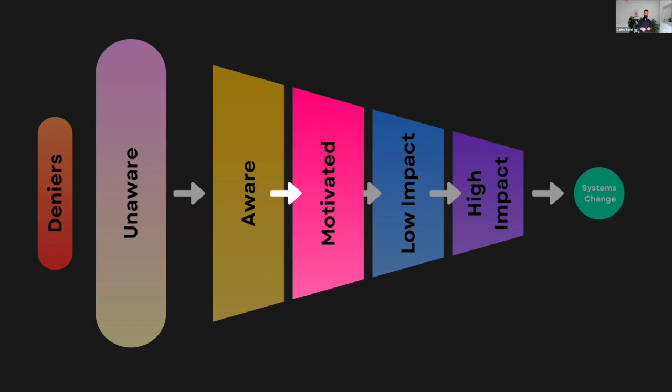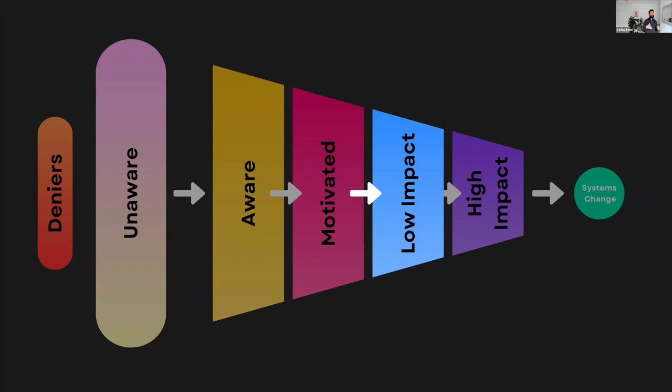Motivated people are those who have developed an interest in the issues and solutions, but are lacking a little push from others or the resources to take action. When people build enough motivation, they typically start taking low impact action. Things like the reusable water bottle, driving less, or eating less meat.